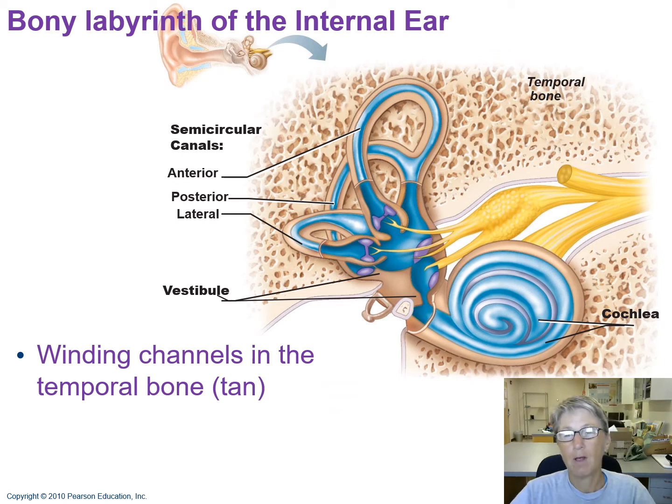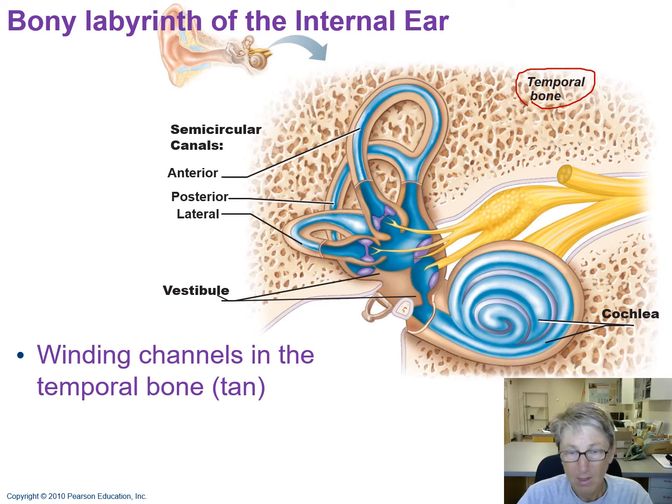Okay, so now we're going to talk about the labyrinth. Probably everybody's heard of the Minotaur and the labyrinth, or maybe you haven't. Anyway, it's mythology, and a labyrinth is just kind of a maze. So that's what this looked like to the first people that saw the inner ear. And so they called this a bony labyrinth. And the bone that the labyrinth is in is the temporal bone.